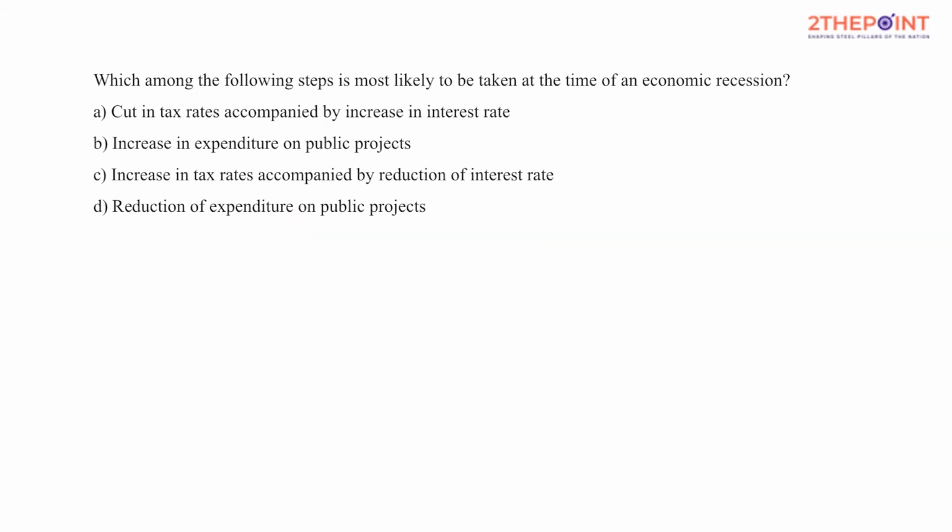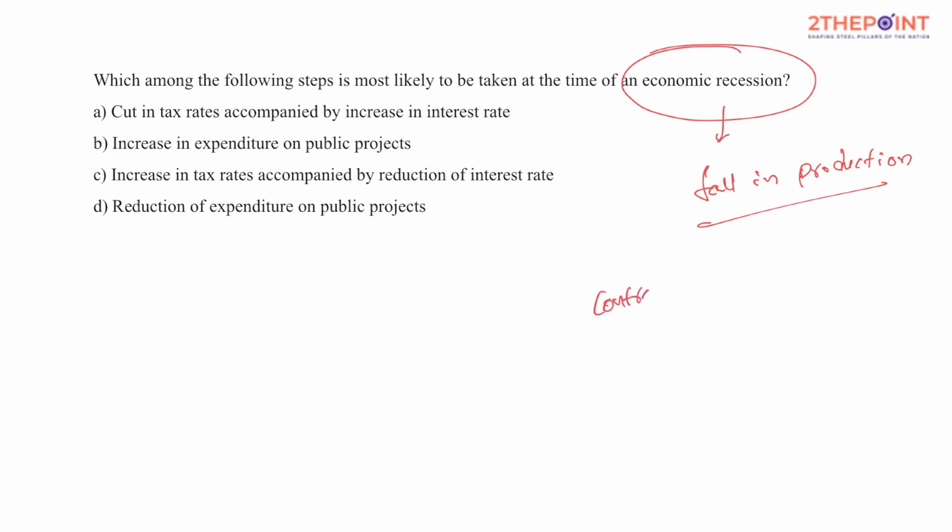Which among the following steps is most likely to be taken at the time of economic recession? Recession means an economy experiencing negative growth or a fall in production for a certain period of time. Ideally, if you look at the textbook definition, for two consecutive quarters. So a contraction in economic activity results in recession, and when that contraction sustains for a longer span of time and the impact is much more severe, we use a term called depression.